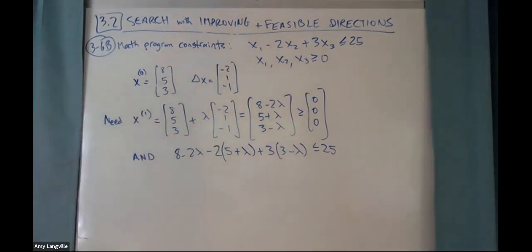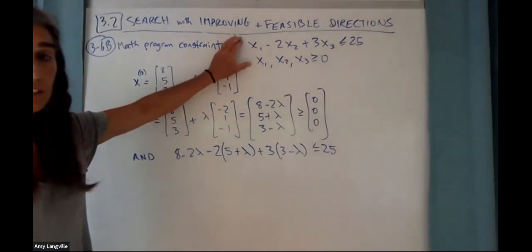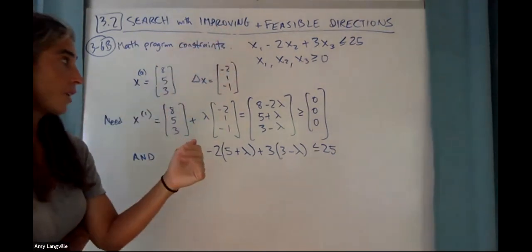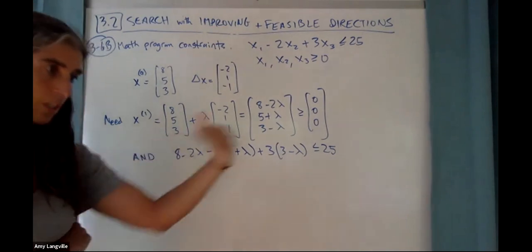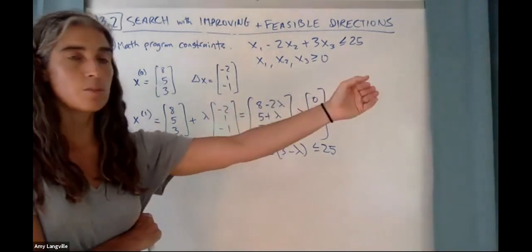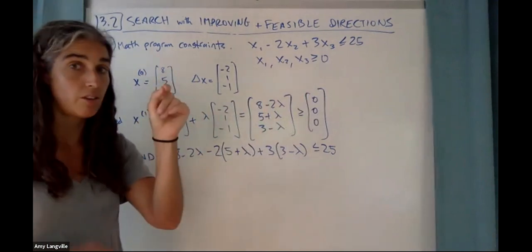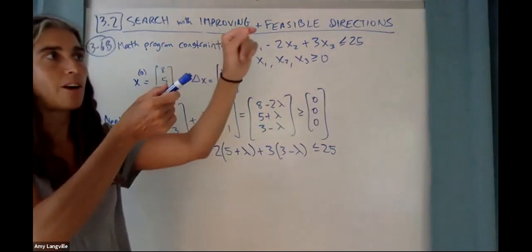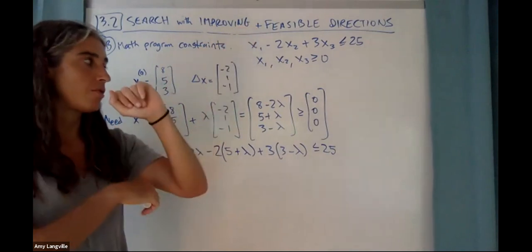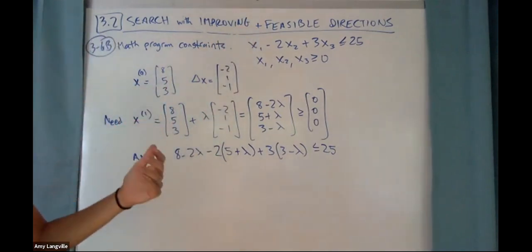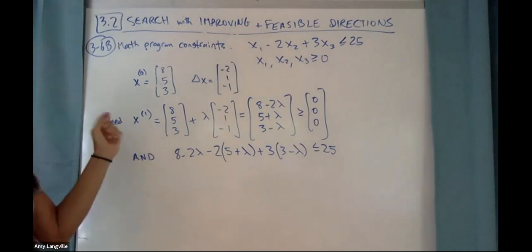Okay, so we're not asking about improving in this part. We're just asking about feasibility, which is why they only needed to give us information about the constraint set. So we want to say, what's the biggest lambda that I can go in? Maximum lambda that I can run in this direction from this point. So again, some point in R3, some direction, how far do I go along that and maintain feasibility? Well, think about what that means. Feasibility means you have to satisfy your constraints.